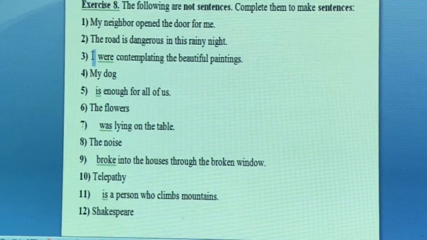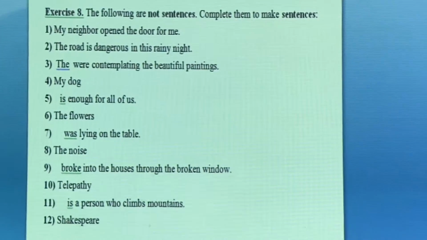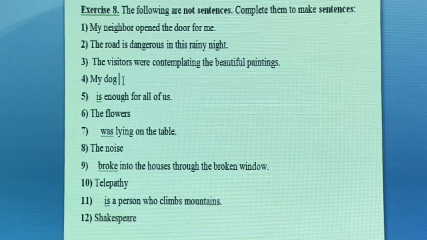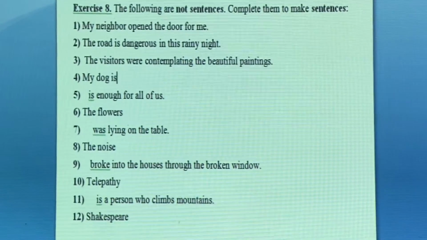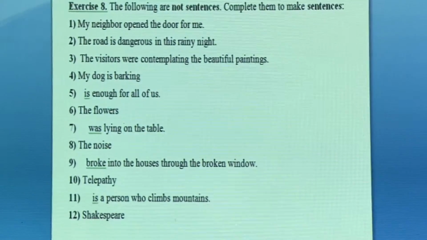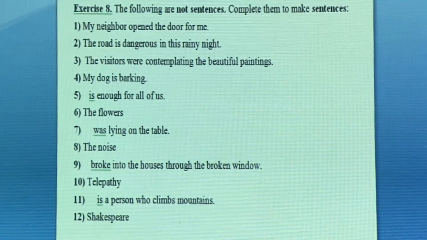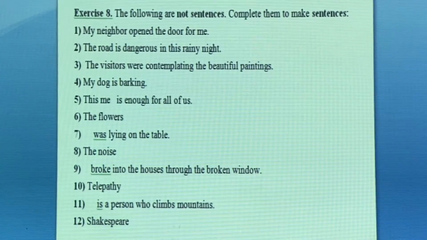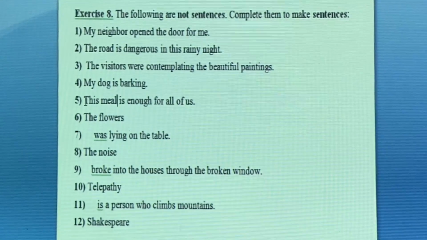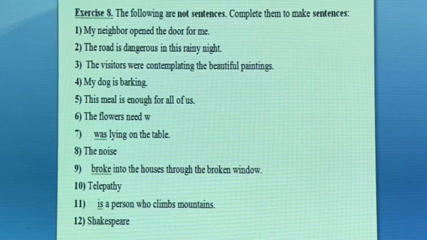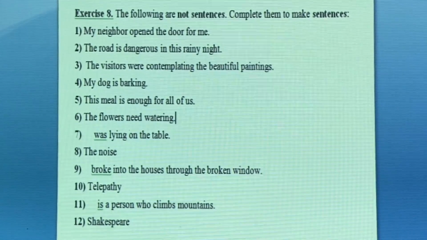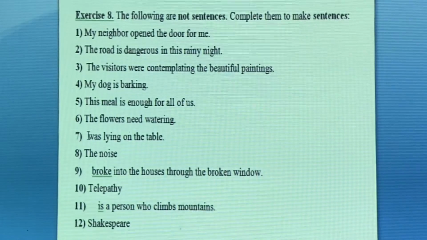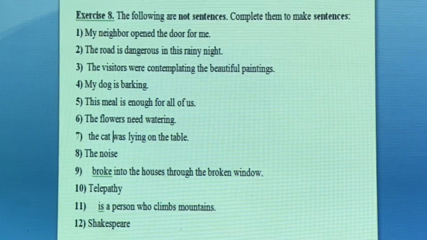We're contemplating the beautiful paintings. You can say the visitors of the gallery, the visitors were contemplating the beautiful painting. My dog. So suppose he heard something and he is barking. So you say my dog is barking. So every sentence here needs a part, either a subject or a predicate. Is enough for all of us. You can say this meal, this food is enough for all of us. The flowers need watering. They are getting a bit dry, so they need watering. Lying on the table. What was lying on the table? The cat was lying on the table.